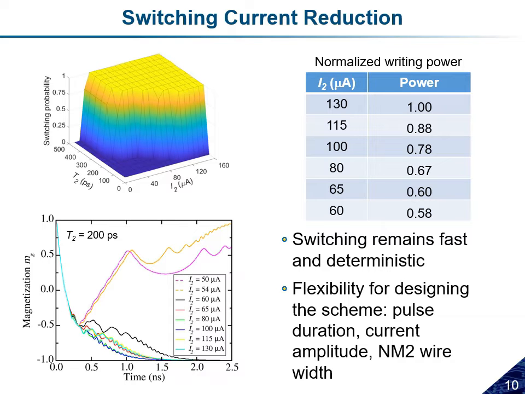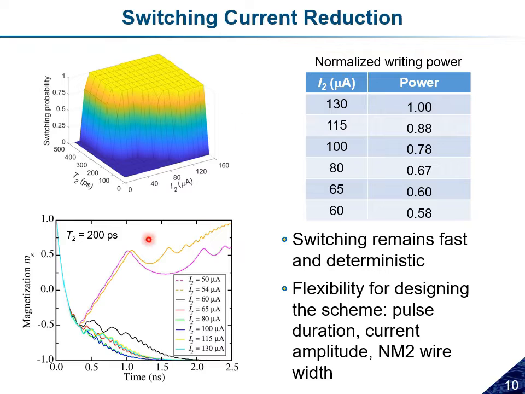One goal we had for this work was to reduce the applied current, in particular the second current, and we verified that indeed the switching current can be reduced provided that the pulse width is adjusted to guarantee deterministic switching, as this picture here on the left shows.